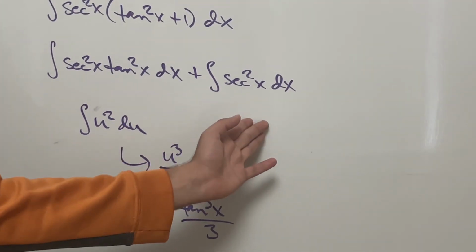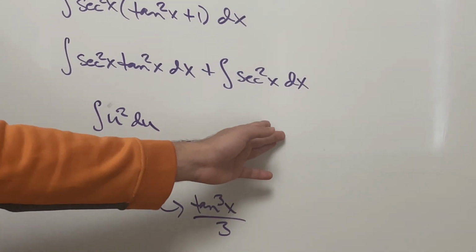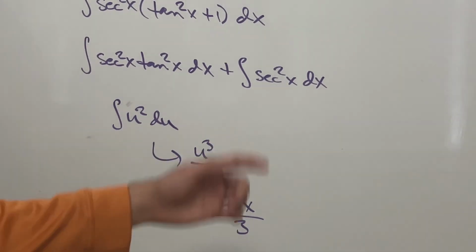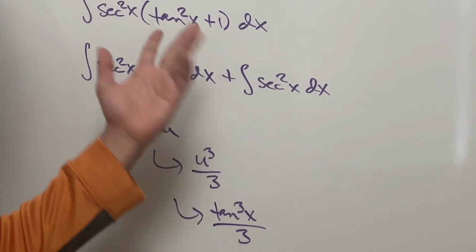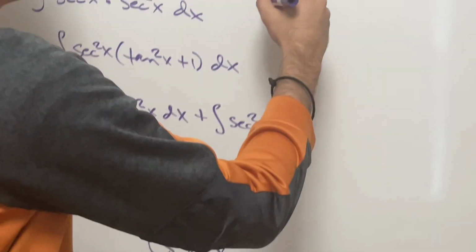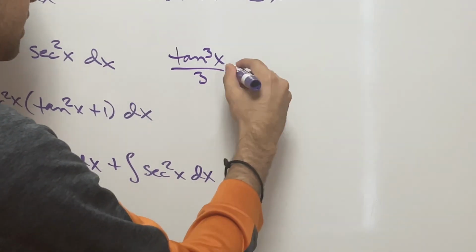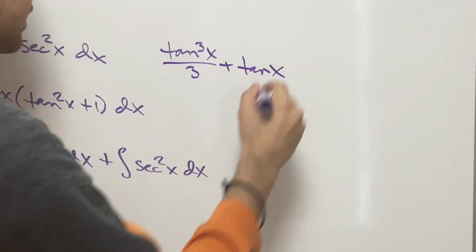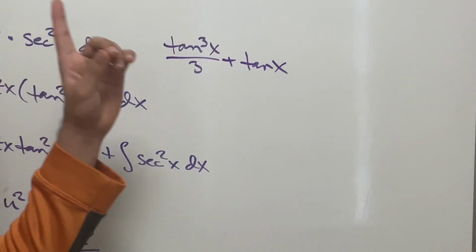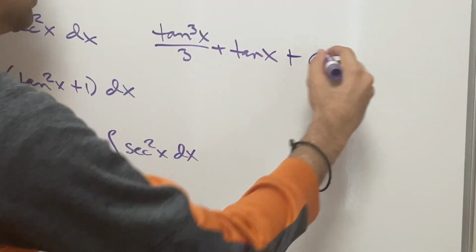We know the value of this integral, the integral of secant squared x. That's a standard integral, that's tan of x. So our final answer is going to be tan cubed x over 3 plus tan of x. And never forget the constant c.